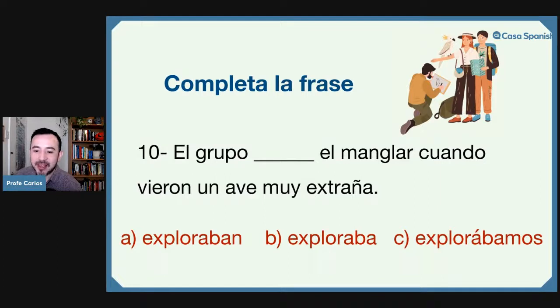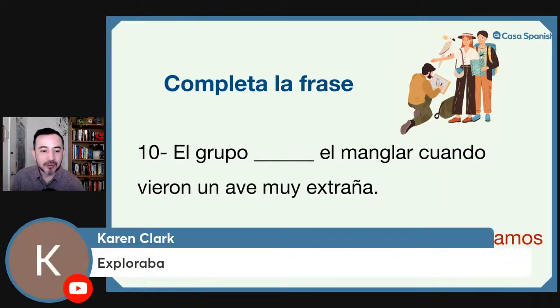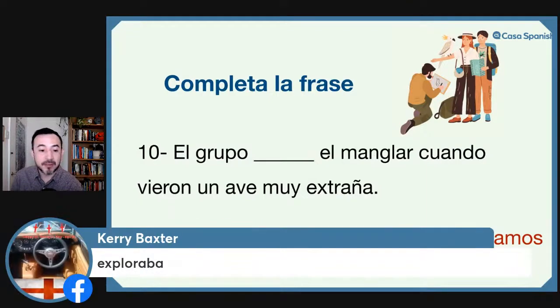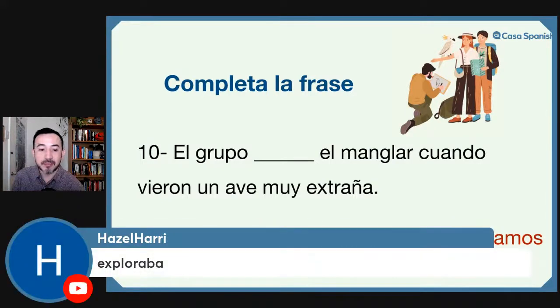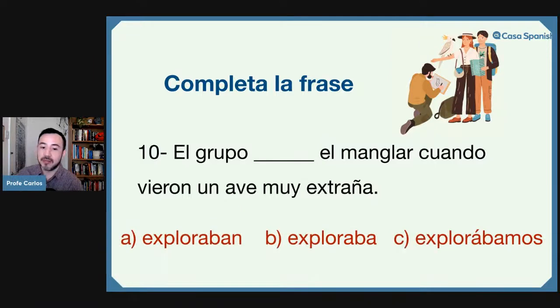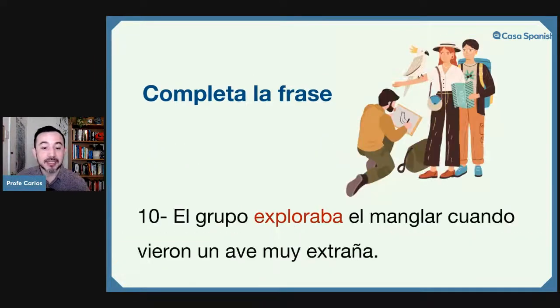So, what do we have for this one? Karen is betting for exploraba. Carrie exploraba. Lynn exploraba. Facebook user exploraba. Exploraba para Hazel. Y Julia exploraba también. Excellent, guys. So the answer for this one is exploraba.